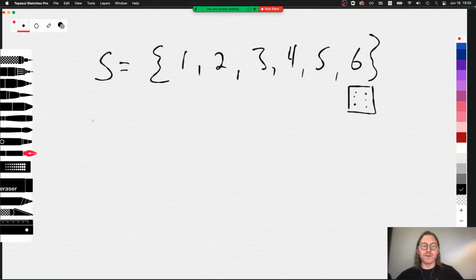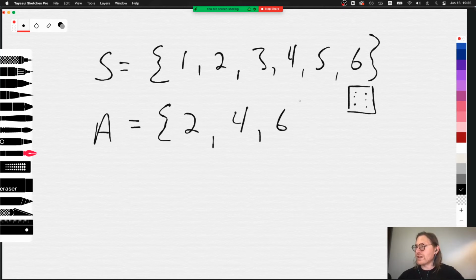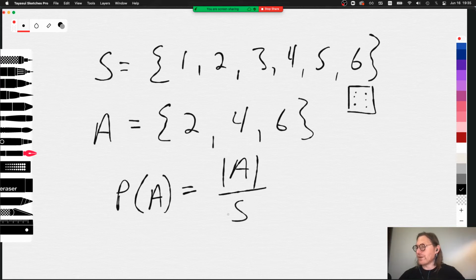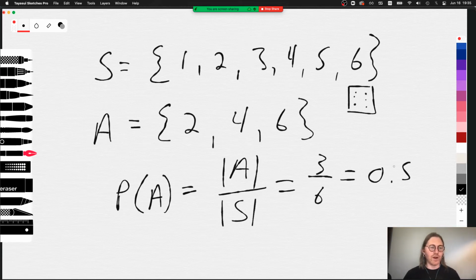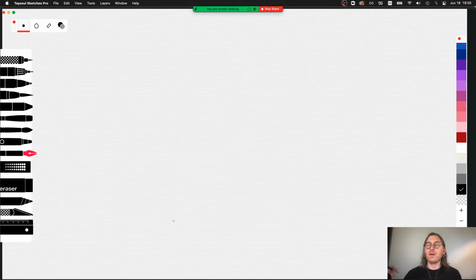If we're talking about the event A as being an even number of pips showing, then A is going to be composed of 2, 4, and 6. And very simply, we can ask, what is the probability of A? That's going to be the cardinality of A over the cardinality of S. And of course, that is 3 over 6 or 0.5. Very, very straightforward, right? This is very intuitive at this stage.